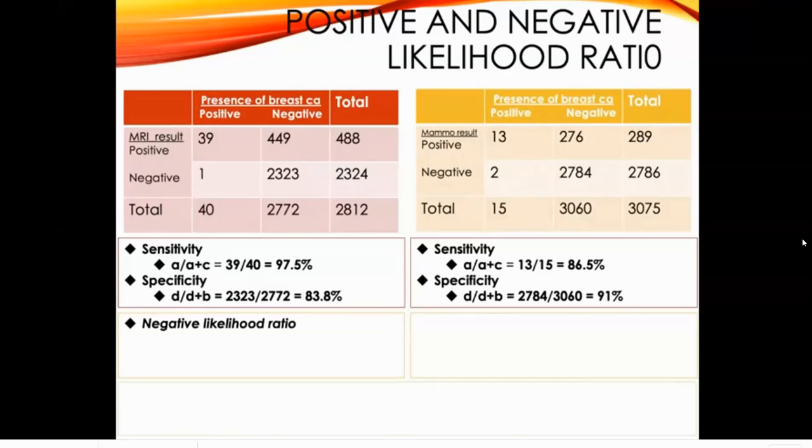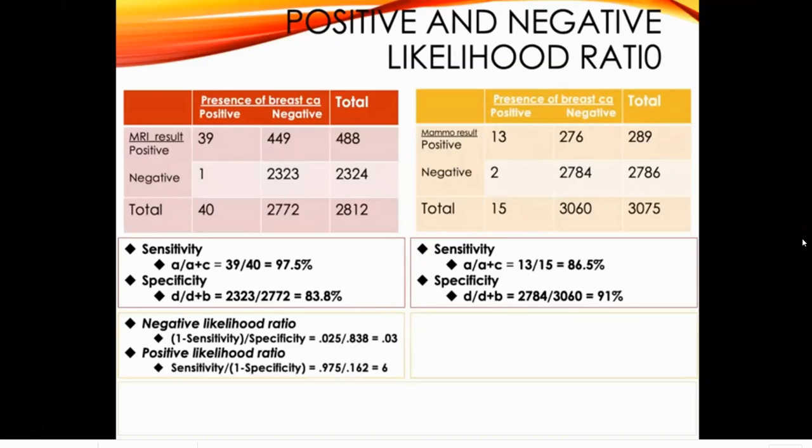So the negative likelihood ratio formula is (1 minus sensitivity) divided by specificity. So here we're going to calculate it, and it comes out to 0.03 for MRI. Now for MRI, let's do the positive likelihood ratio. I'm going to again give you a moment to write down the formula on your worksheet and then to do the calculation for MRI. So the formula is sensitivity divided by the quantity 1 minus specificity. And we can plug in the numbers from MRI here, and we get a positive likelihood ratio of 6.